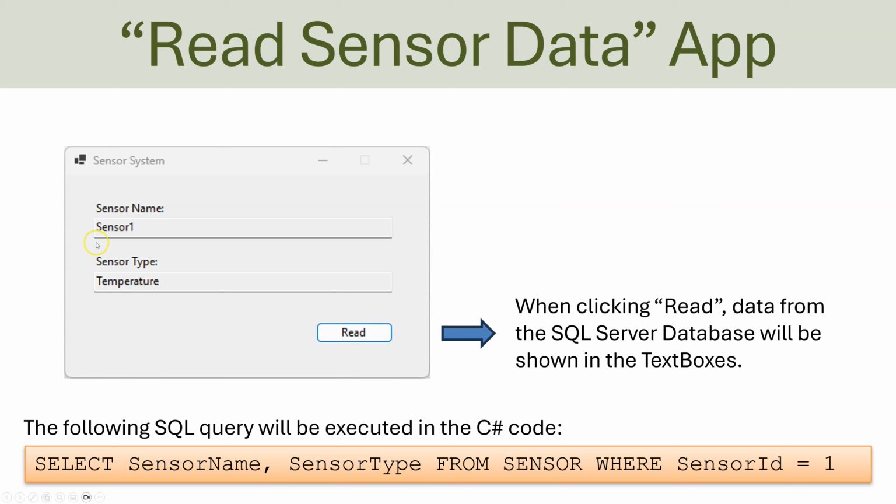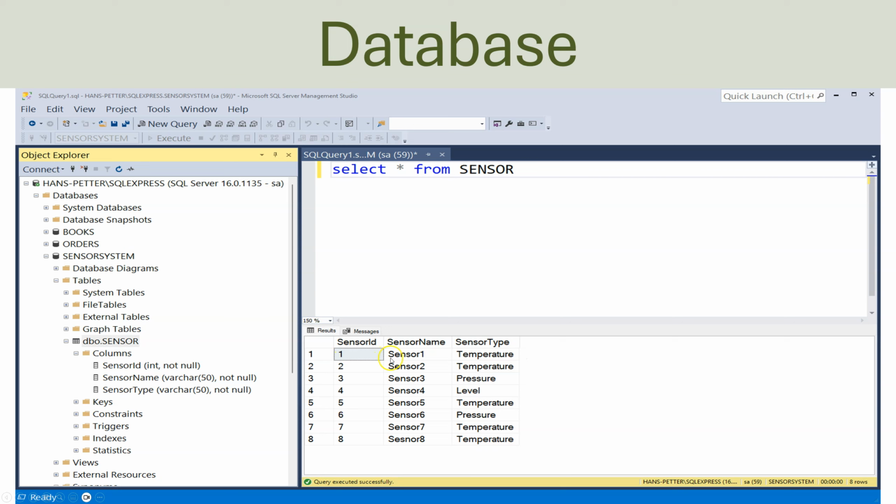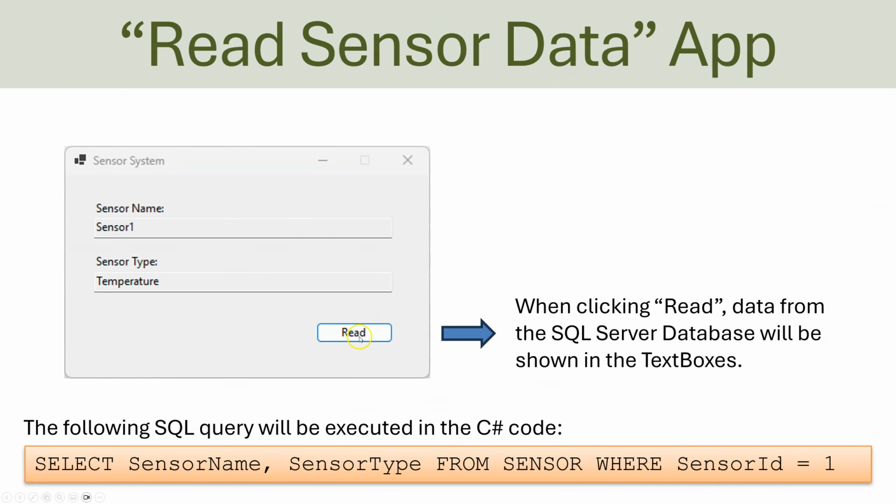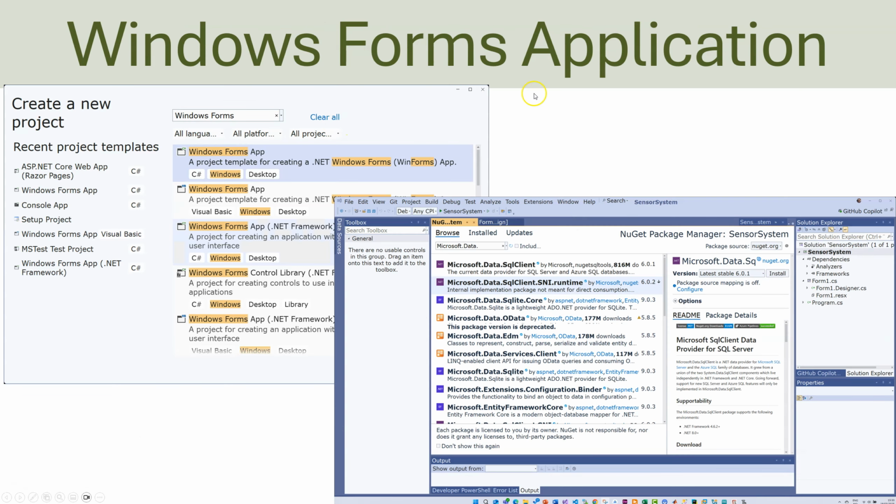So here is the application that we are going to create. It consists of two text boxes. We begin with a select statement like this: select sensor name, sensor type from sensor where sensor ID equals 1. So basically we will only get this first record where sensor ID equals 1, and then we have sensor name 1 and temperature. So when we click here on this read button, then we need to create the code for retrieving and presenting the values from the database in these two text boxes. So we will create a basic Windows Forms application.